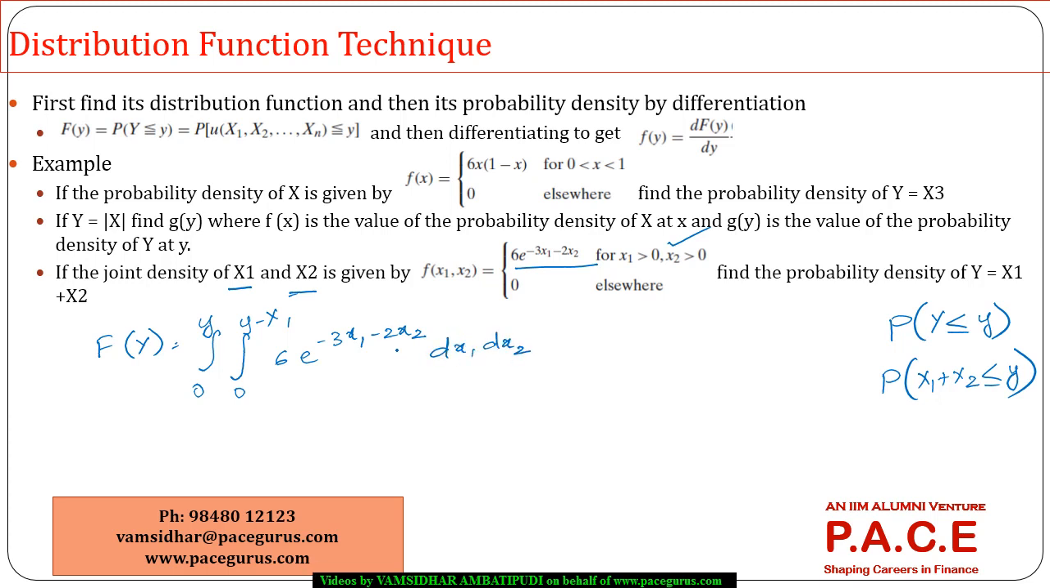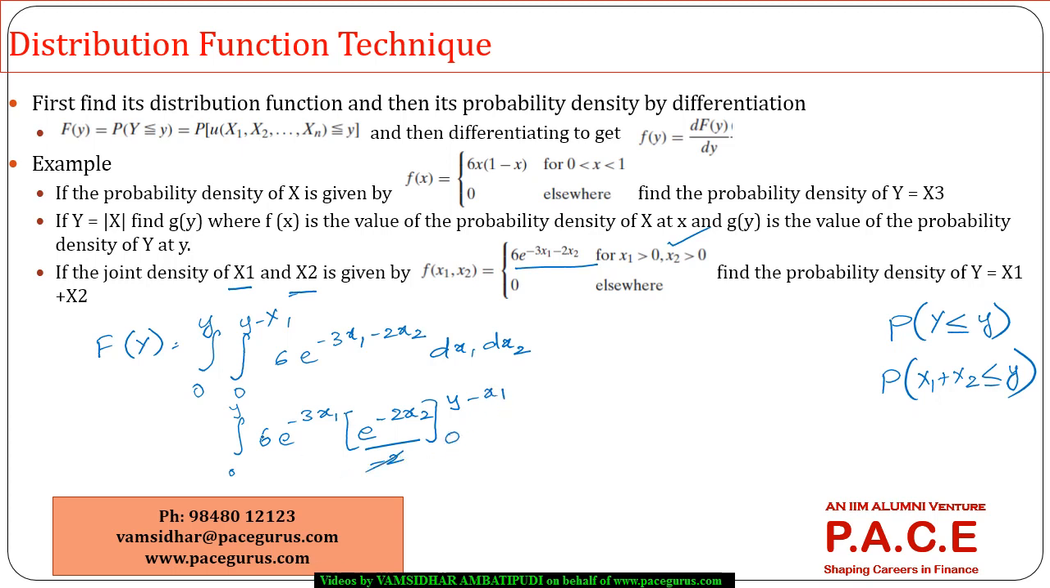So first I can integrate with respect to x2. So it becomes, from 0 to y, 6 e to the power of minus 3x1, and e to the power of minus 2x2 will become e to the power of minus 2x2 by minus 2. This is getting integrated between y minus x1 to 0.